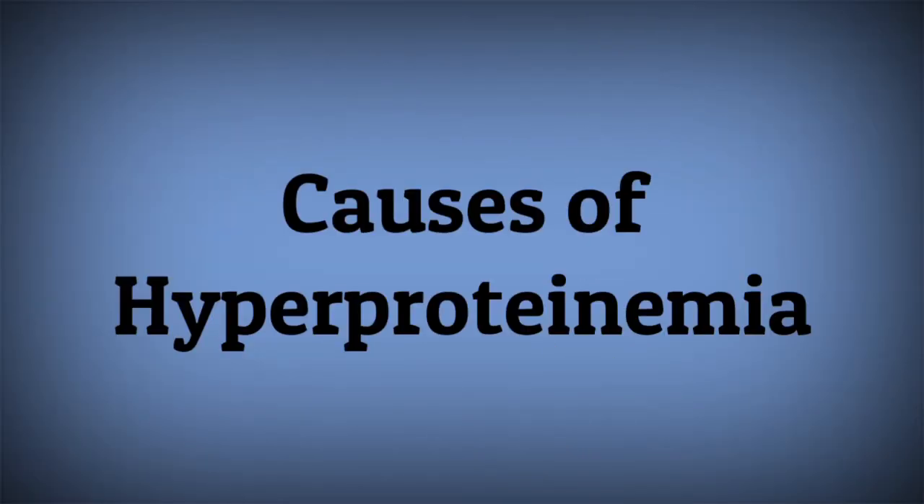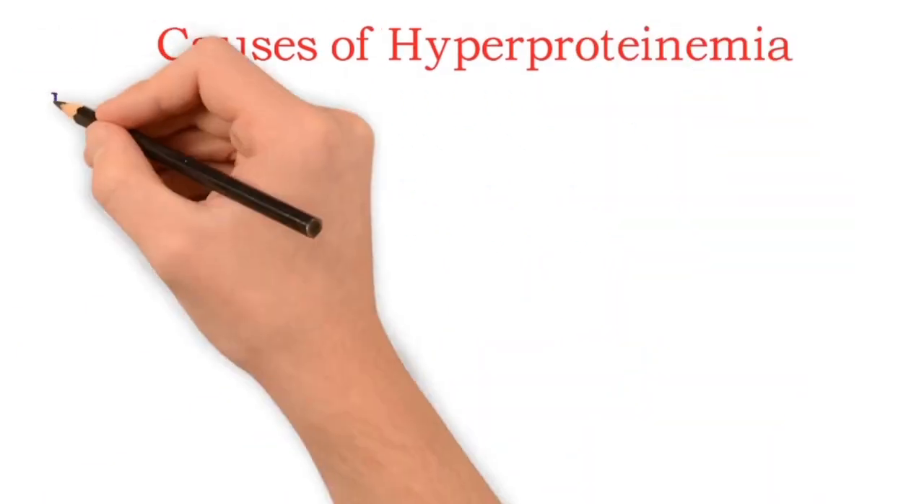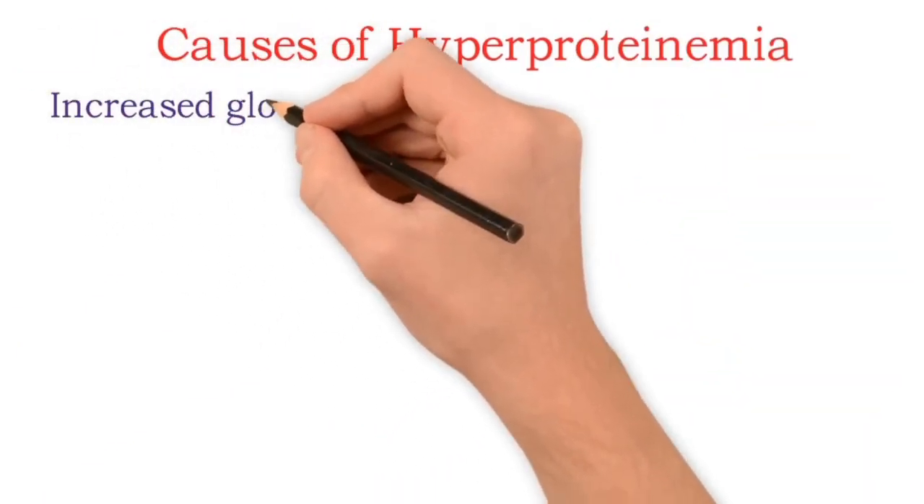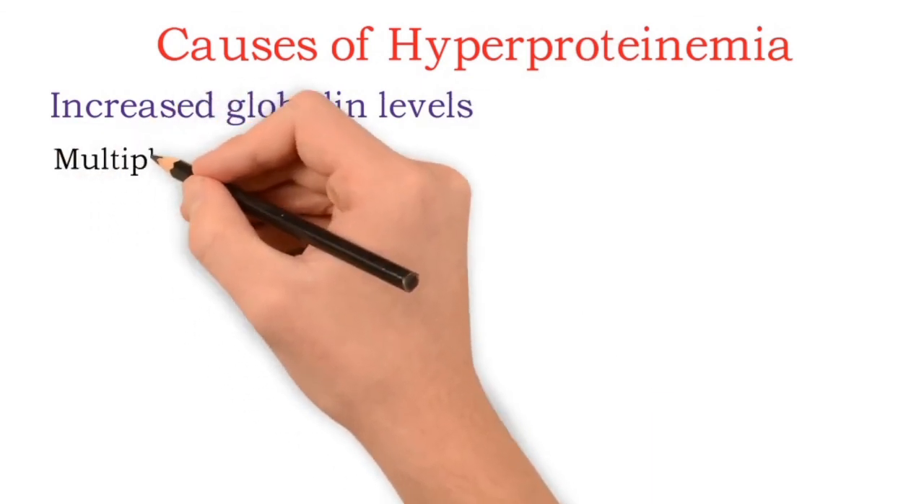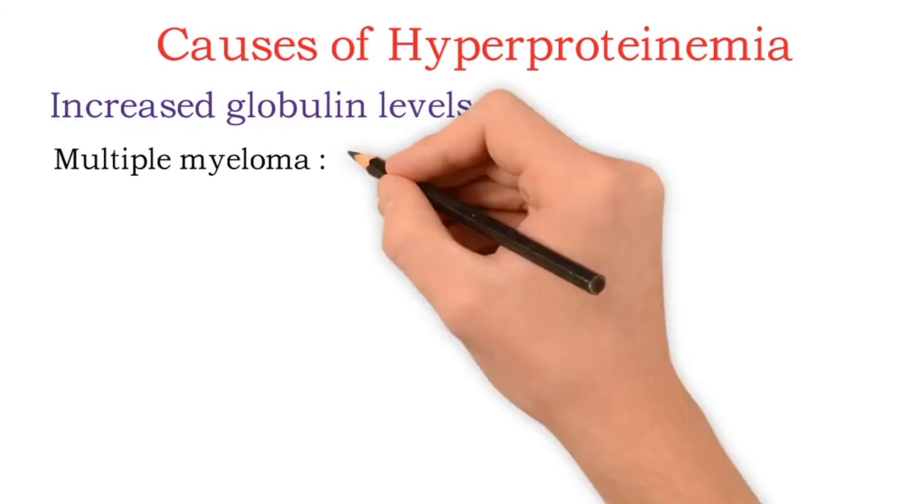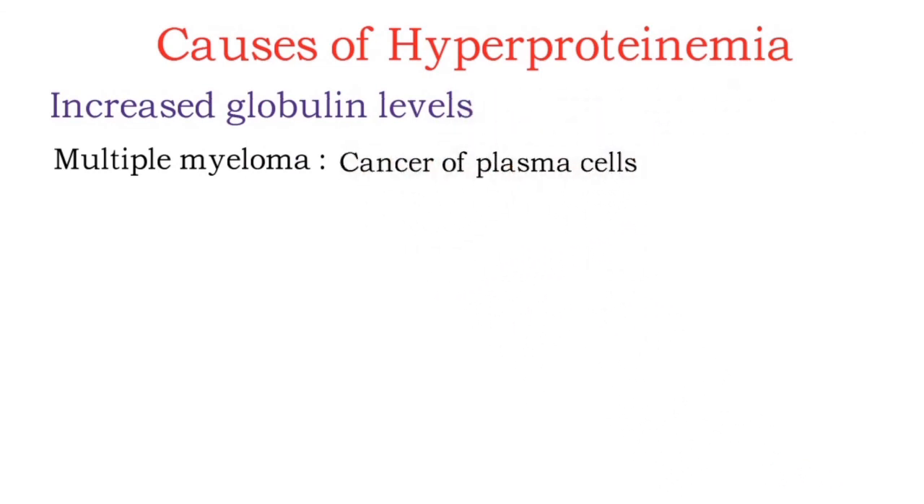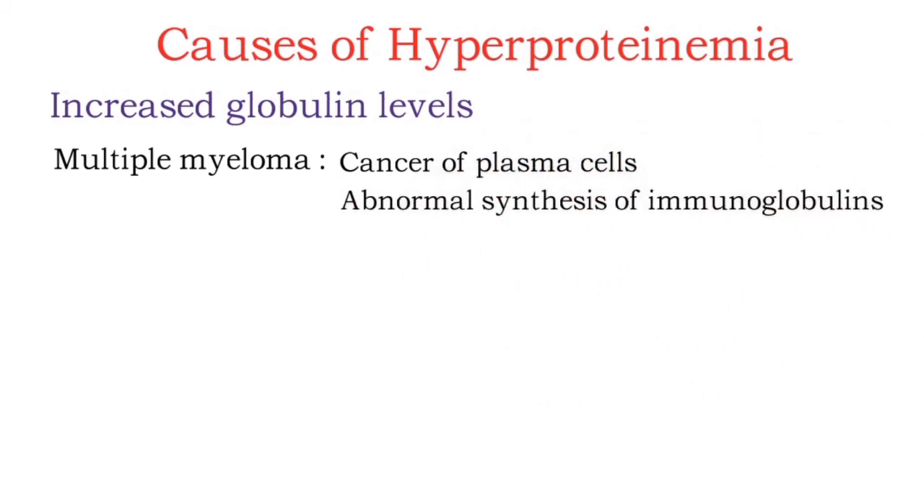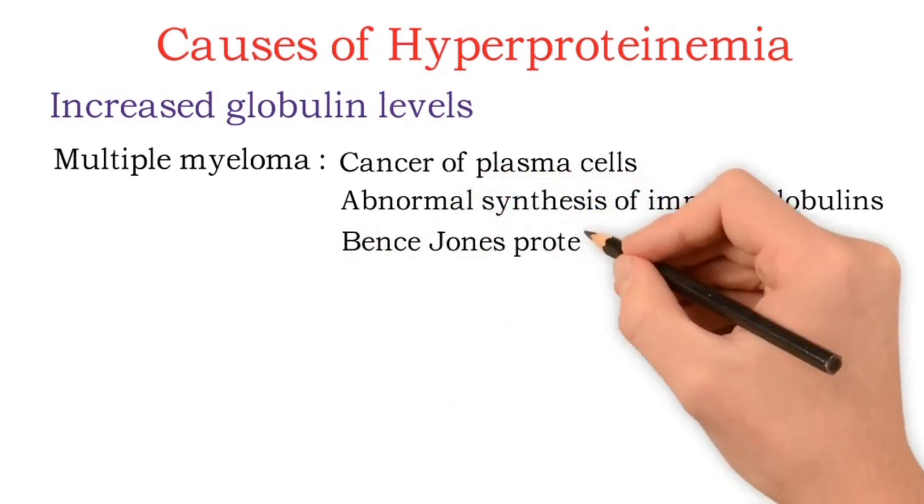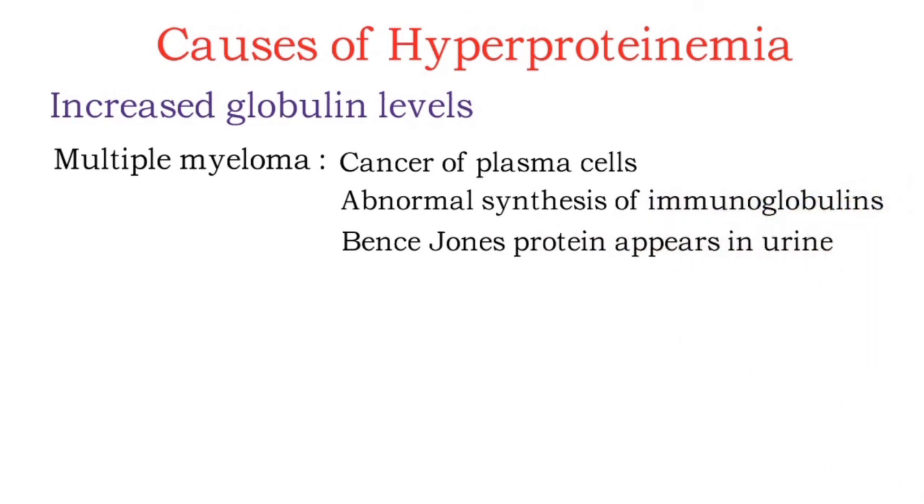And finally, we'll see causes of hyperproteinemia. Hyperproteinemia is mainly due to increased globulin levels, which is seen in multiple myeloma, that is cancer of plasma cells, which is synthesizing immunoglobulin. So abnormal synthesis of immunoglobulins may be seen, where light chain of immunoglobulin will be disproportionately increased. So it will be excreted in urine as Bence-Jones proteins.